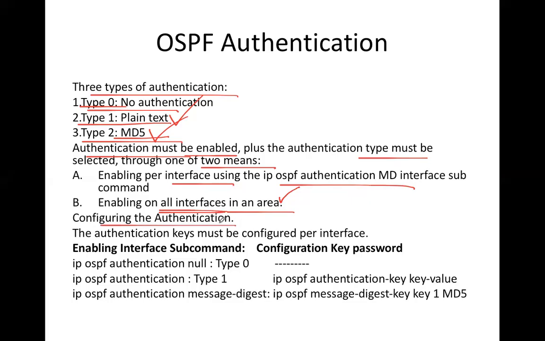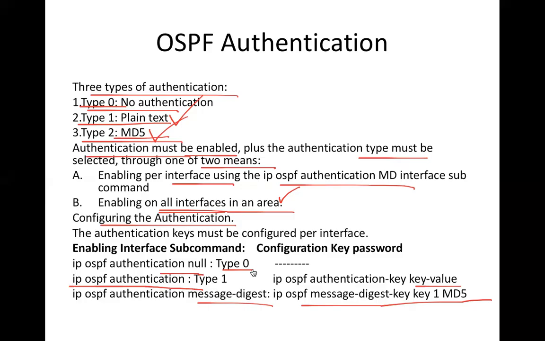And then the second part of it is configure the authentication. So in order to configure the authentication, you need to specify it. Let's say IP OSPF authentication, right, and then give the key, IP OSPF authentication-key, and then the key value, right? This is type 1. If you are configuring type 2, then IP OSPF authentication message-digest, IP OSPF message-digest-key, and then you would use the key value here. If it is IP OSPF authentication null, it means type 0, means nothing, right?